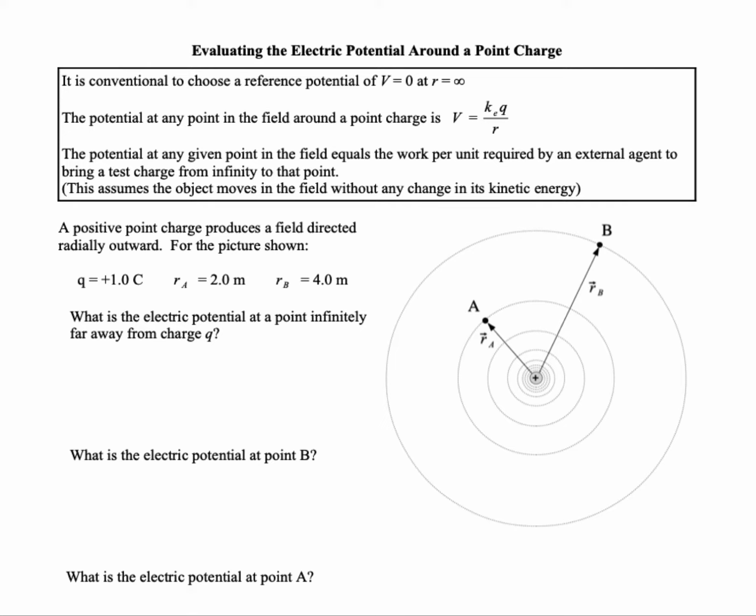Here we want to evaluate the electric potential around a point charge. There's a formula for doing this, and it is V equals KQ over R. Notice that the R is not squared in the potential formula. This is actually similar to the potential around a point mass formula from gravitation. The formula would be Vg equals negative G m over R.